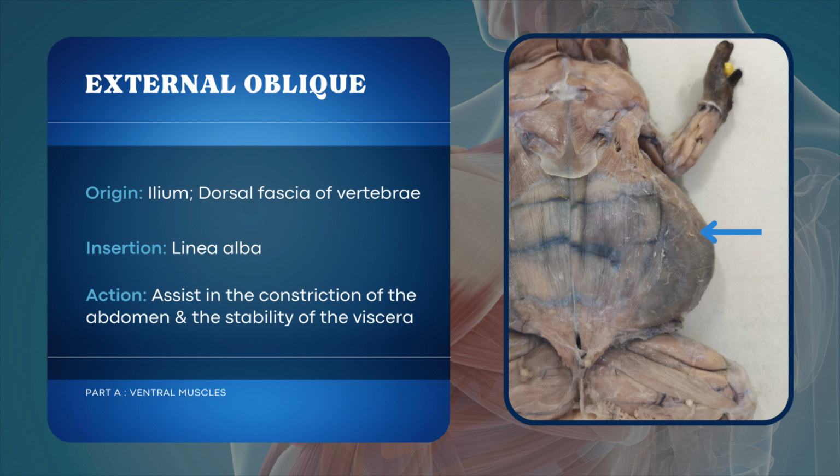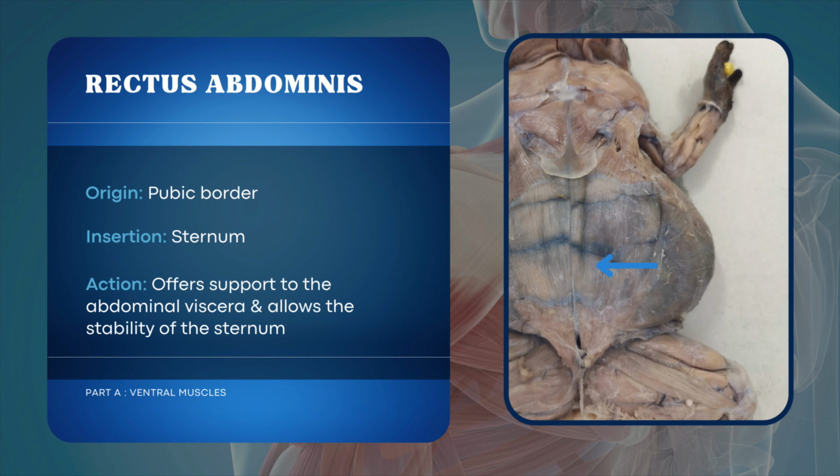Next is the external oblique, originating from the ilium and dorsal fascia of vertebrae, inserted through the linea alba, and gives support to the viscera and contributes to the constriction of the abdomen. We also have the rectus abdominis. Its origin is from the pubic border, and its insertion is through the sternum. It acts as a support to the abdominal viscera and allows the sternum to be in place.